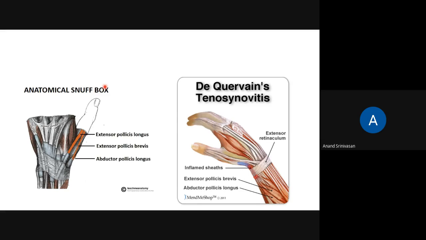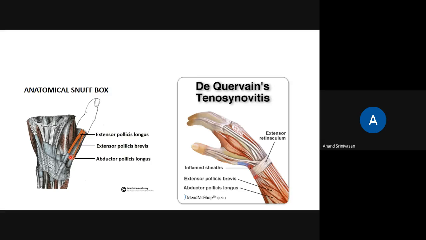In the olden days, people used to keep tobacco in a box and then sniff it, hence the anatomical snuff box. Why is this important? Because there is an important artery which comes here, the radial artery. And also deep inside this, there is the scaphoid bone. You can feel for the scaphoid bone. Scaphoid is a carpal bone.